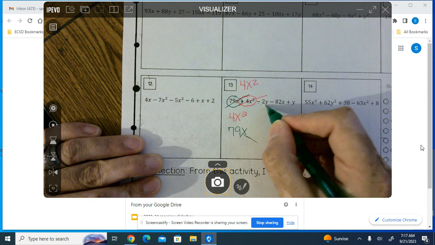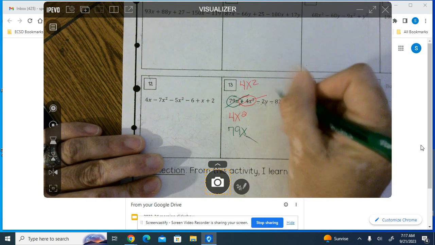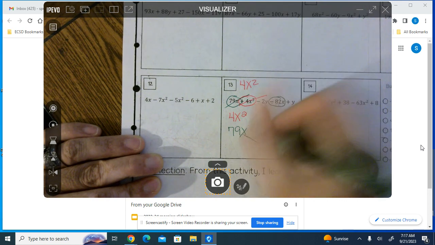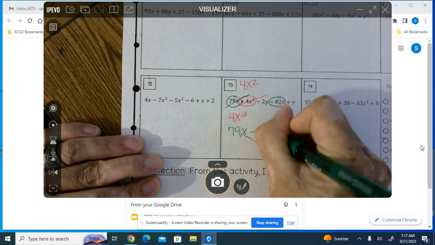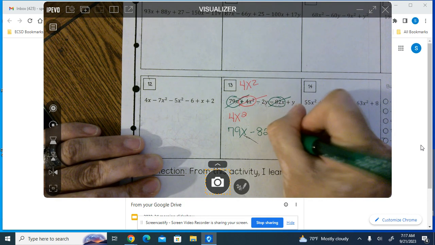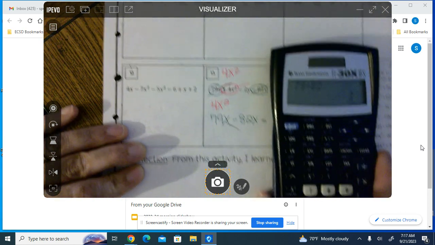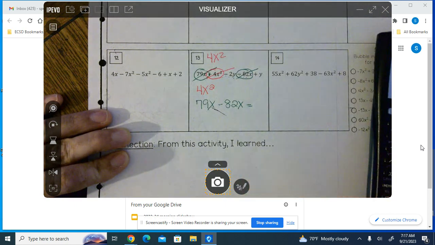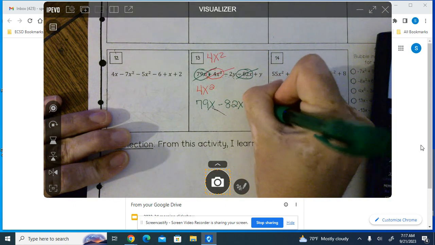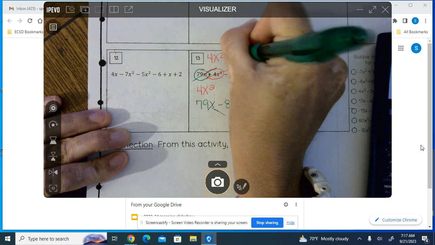Negative 2y. All right, negative 82x. Let's grab that bad boy. Minus 82x. And then I have a positive y. All right, so I'm going to go back to my calculator. 79 minus 82 equals, I've got a negative 3 here. Negative 3x. I'm going to come up here and put minus 3x right here.